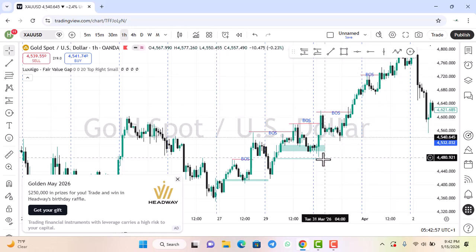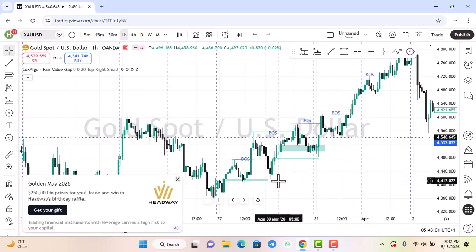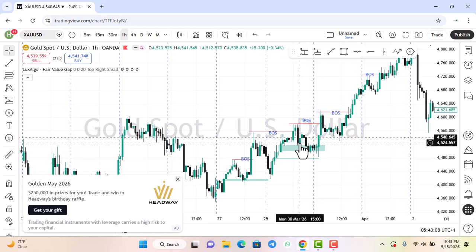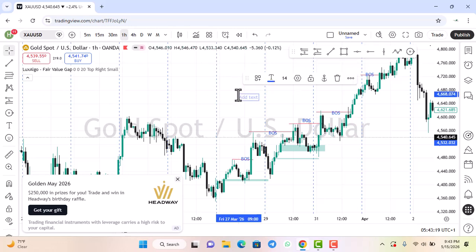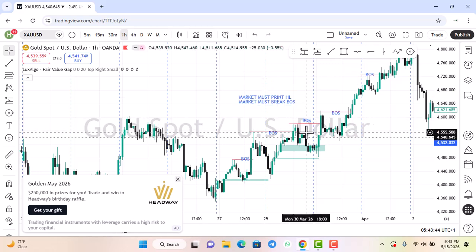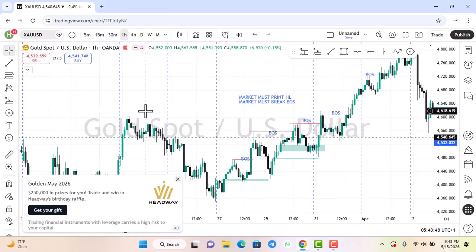To give us another higher high, right? So the rule is for you to have a valid break of structure, right? Market must print higher low, and the market must break the recent higher high. Okay. Market must print higher low, HL, and market must break the recent high, BOS, break of structure. So these are the rules to define a market structure, right?